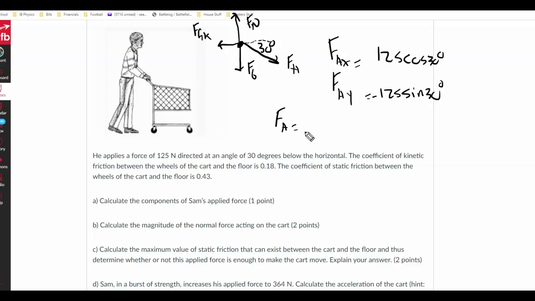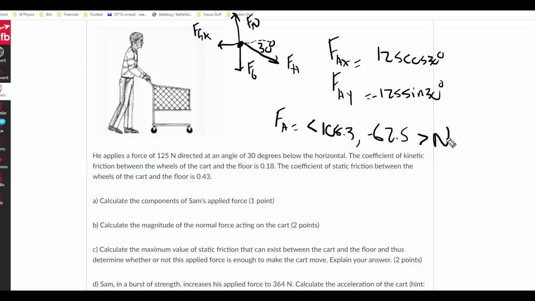If I write that in vector component notation, which you didn't have to, but maybe helps you understand what's happening conceptually, you should get 108.3 comma negative 62.5 newtons, and that's your first point. That is the answer for part A.